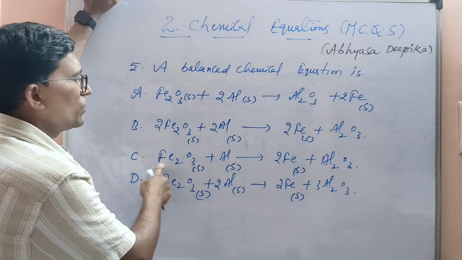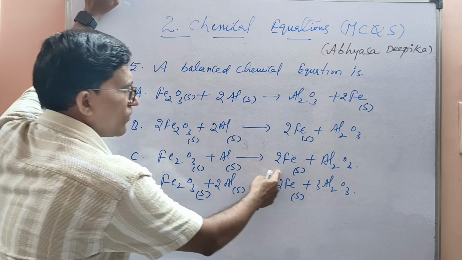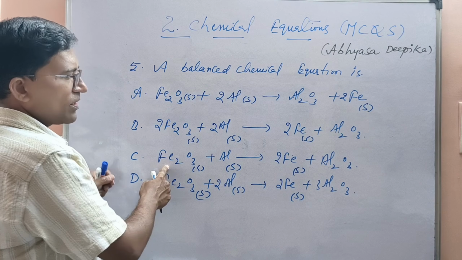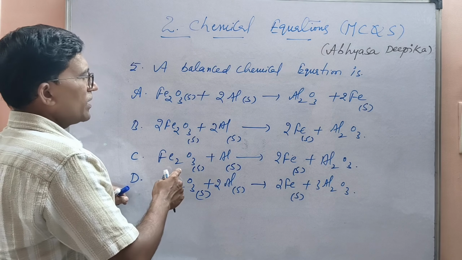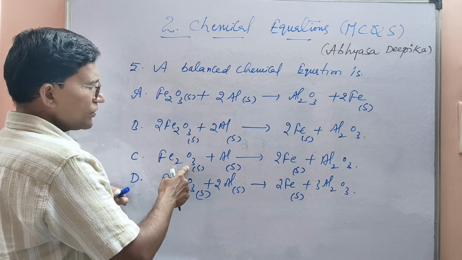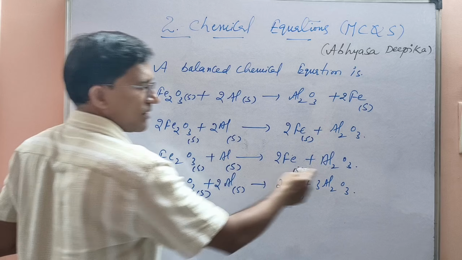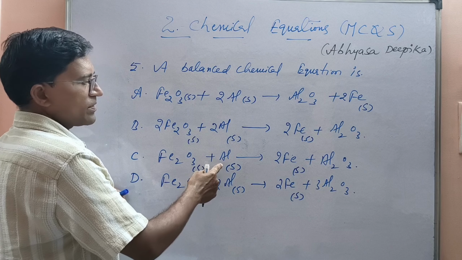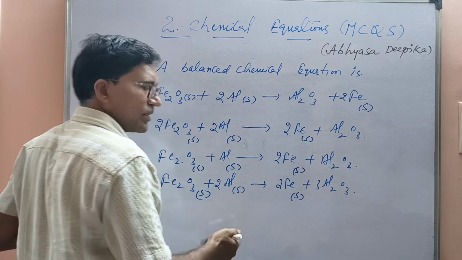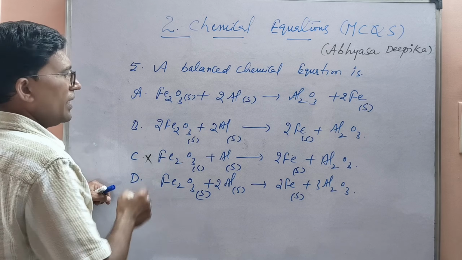Okay, next: Fe2O3 plus Al gives rise to 2Fe plus Al2O3. Here, ferrums are 2, ferrums are balanced. Oxygens are how many? 3 are there. Here oxygens are 3. Aluminiums are how many? Only 1 here, but you got 2. Then it is wrong. And this is also wrong.